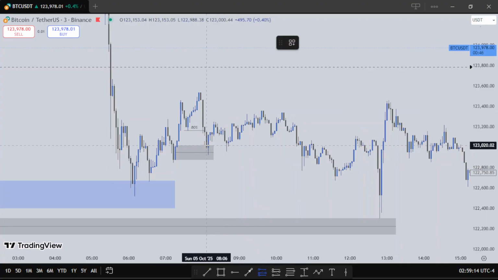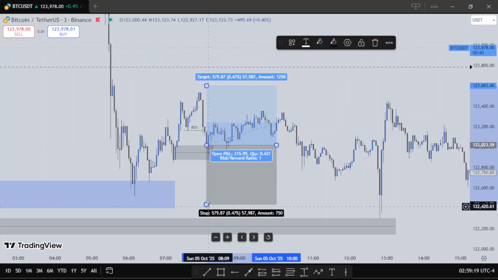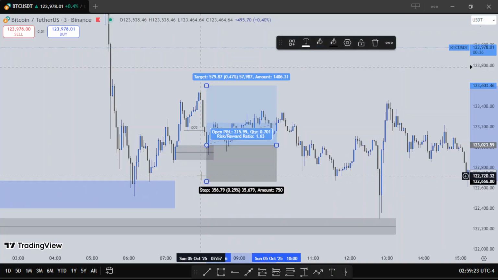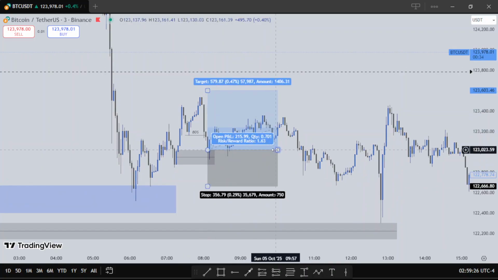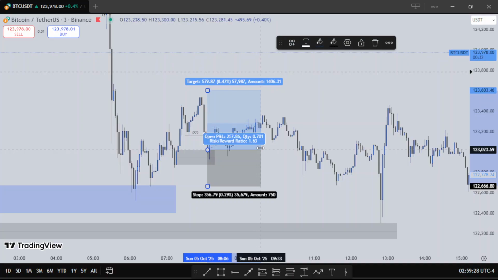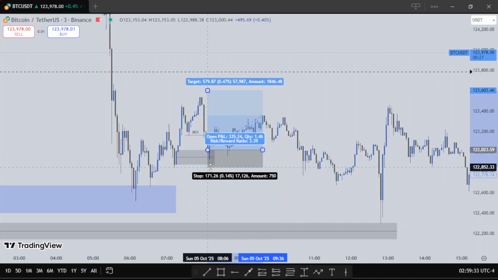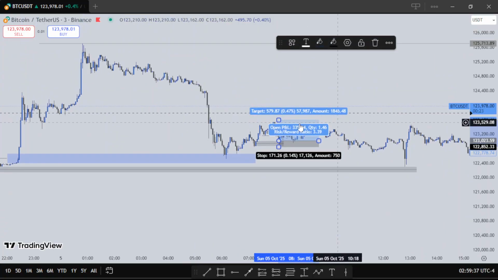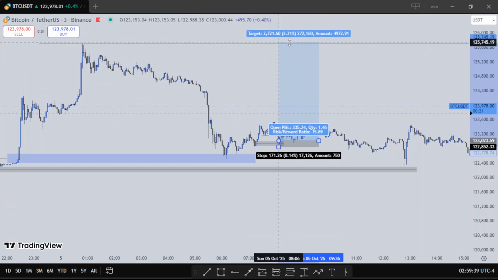So yesterday, around afternoon New York, I took this trade. My stop loss originally was around here. When price started to make the move to the upside, I moved my stop loss to this area. I was initially targeting the overall high, which is here.